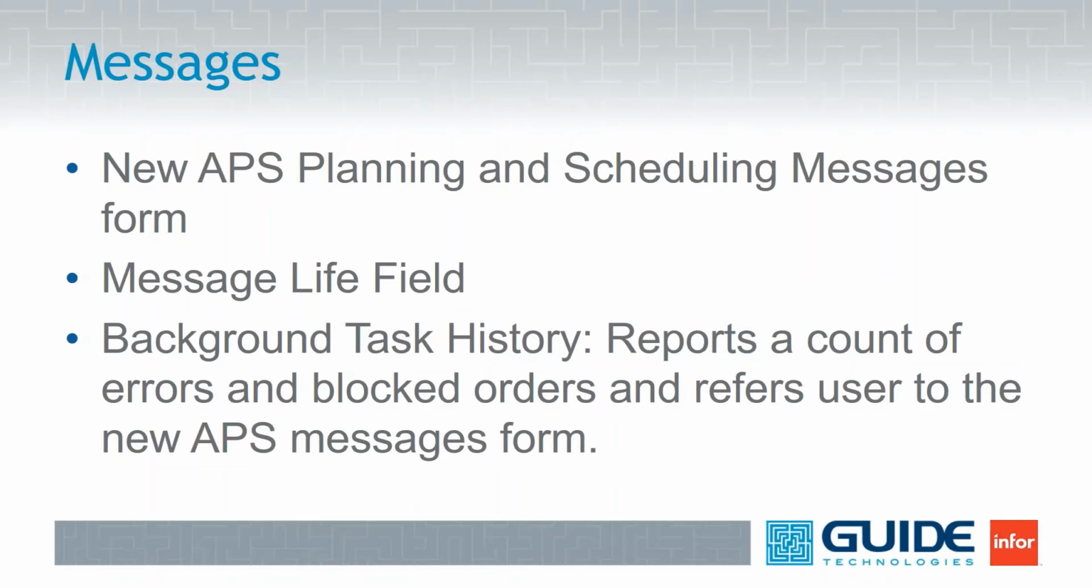And then on the background task history, there's a report. We can get a count of errors and blocked orders, and it refers the user to the new APS messages form. So when you're trying to troubleshoot your planning and trying to figure out why something might be getting planned the way it's getting planned or not planned at all, it's easy to see that you've got some blockages, you've got errors, and it's going to take you to the new APS form.